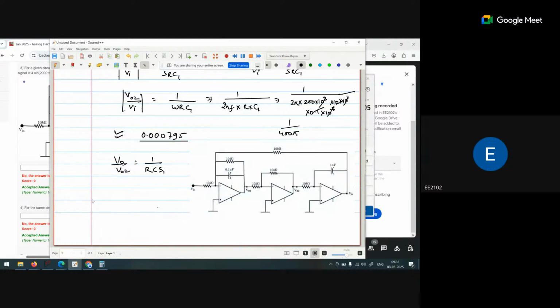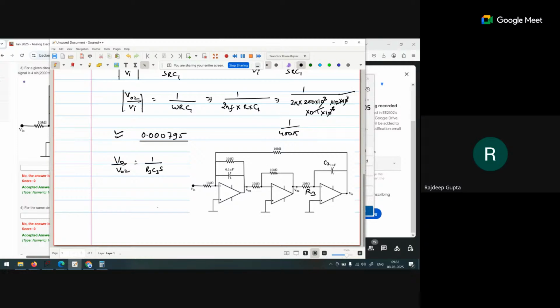Okay, so it becomes, if I say this is the R3 C3, so this output is equal to the R3 C3S. Okay, that is the simple integrator part.